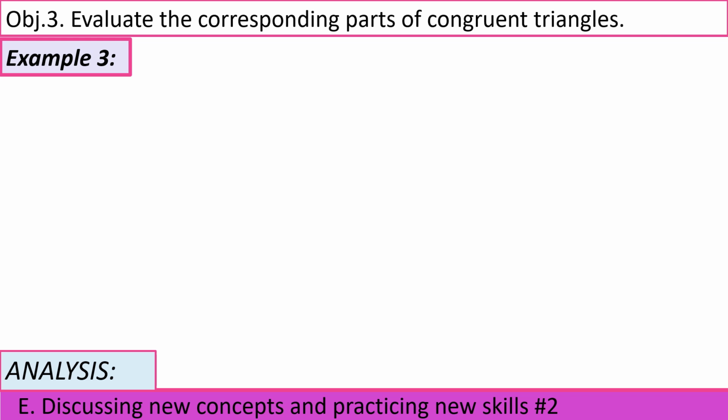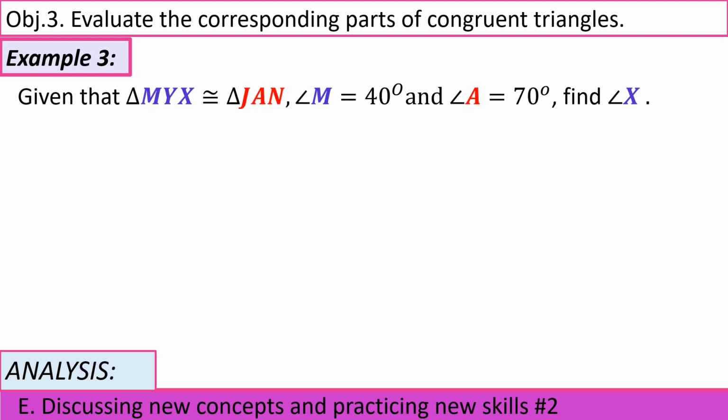Okay, let's take another example. So given that triangle MYX is congruent to triangle JAN, angle M is equal to 40 degrees and angle A is equal to 70 degrees. So those are the given. So we are going to find for angle X. So how are we going to do it?